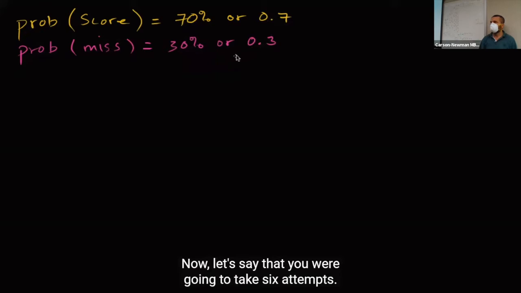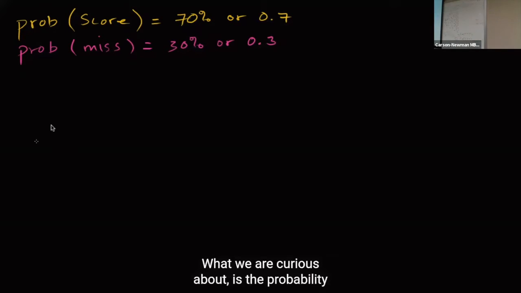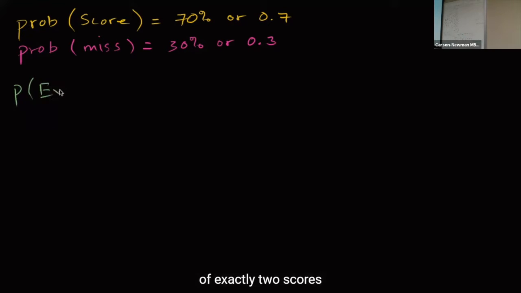Now let's say that you're going to take 6 attempts. And what we're curious about is the probability of exactly 2 scores in 6 attempts.